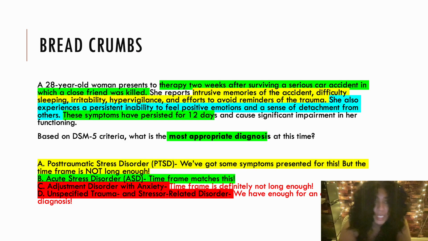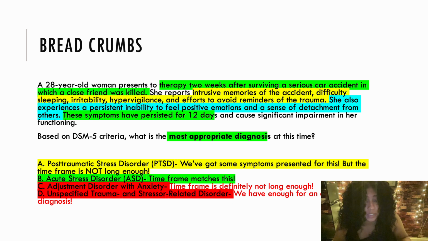So here it is. A says PTSD. Now we've got some symptoms presented for that, right? If you take a look at the yellow that's matched at the top, we've got intrusive memories of the accident, difficulty sleeping, irritability, hypervigilance, efforts to avoid reminders of the trauma. That's PTSD symptoms, right? But the time frame that is listed is not long enough, so automatically eliminate it.